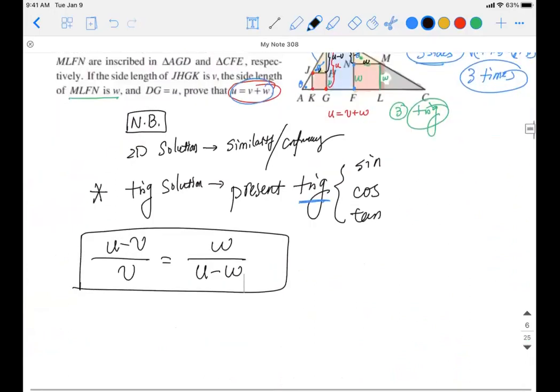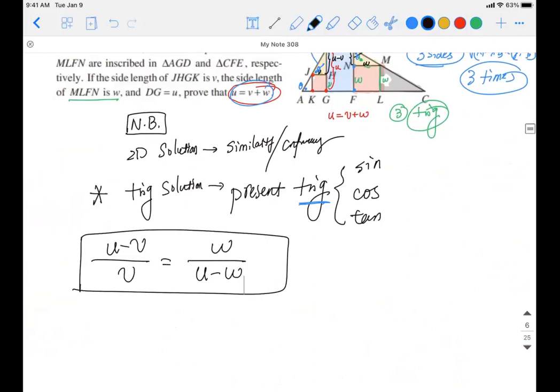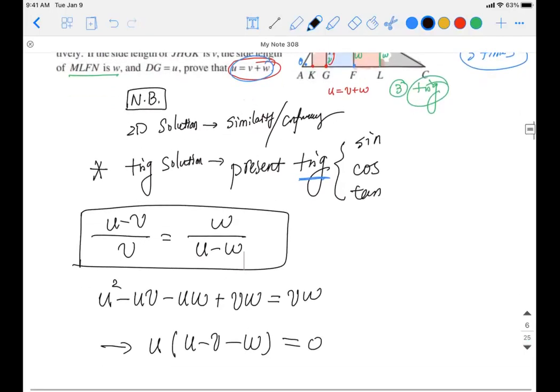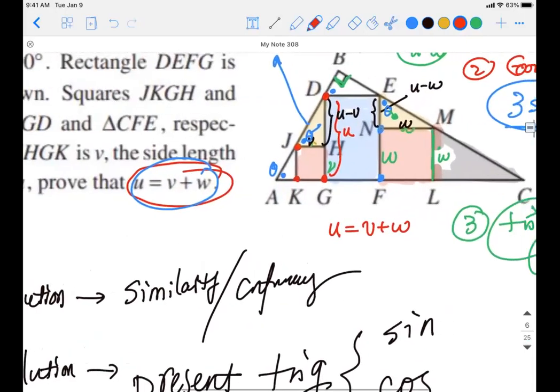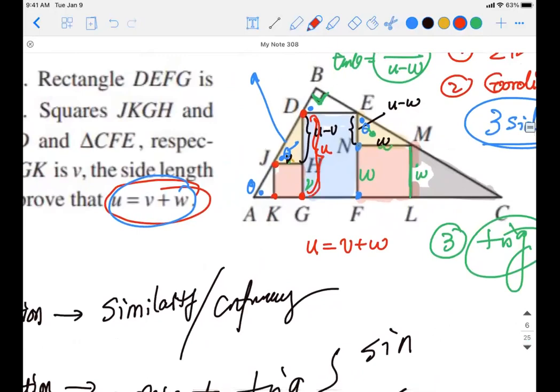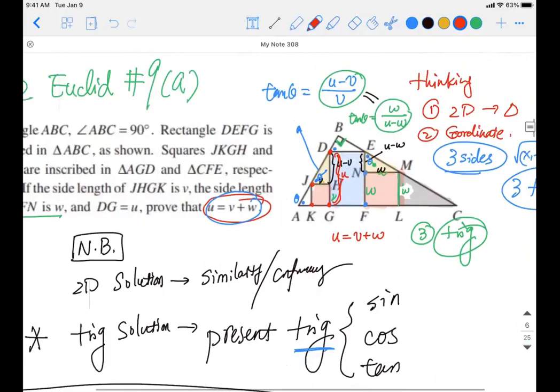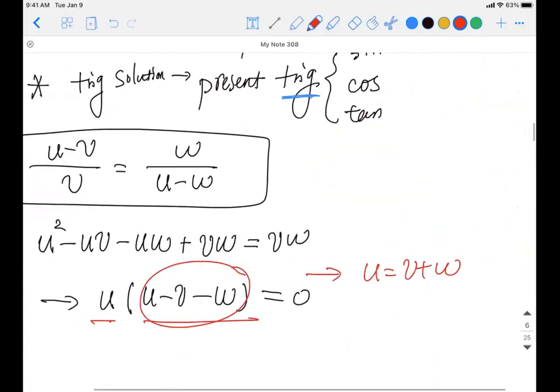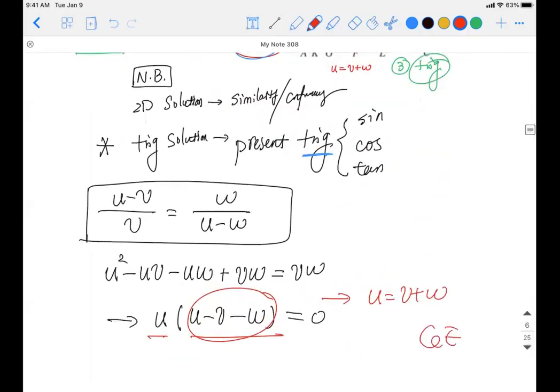Is that right? You know what? Let's do some quick simplification. This is going to give you U squared minus UV minus UW plus VW equals VW. So U times (U minus V minus W) equals 0. Either U equals 0 or this factor equals 0. Of course, U cannot be 0. U is actually the entire length of this rectangle. So for sure, this factor must equal 0, aka U equals V plus W. That's it, QED. So easy, right?